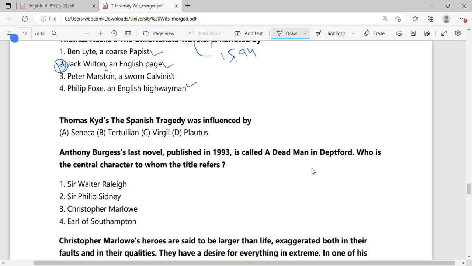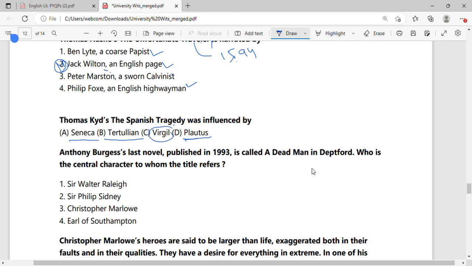Now, let's move further. Thomas Kyd's The Spanish Tragedy was influenced by Seneca, Tertullian, Virgil, or Plautus. It was Seneca, obviously. Now, Tertullian and Plautus had influenced the comedies of that era, and Virgil had influenced the poetry.